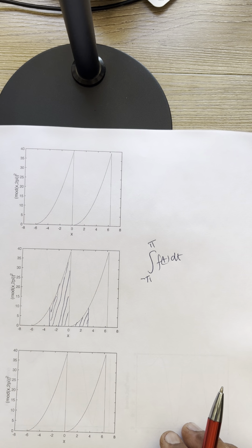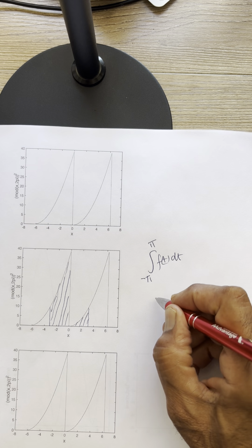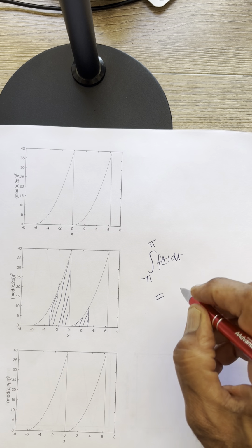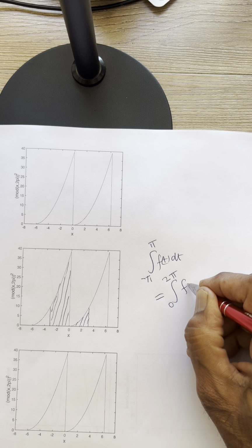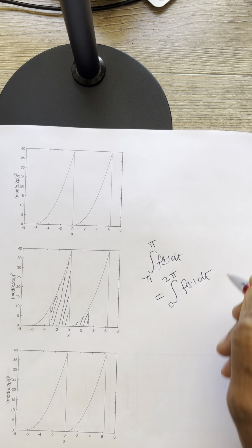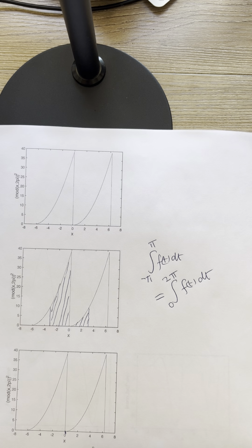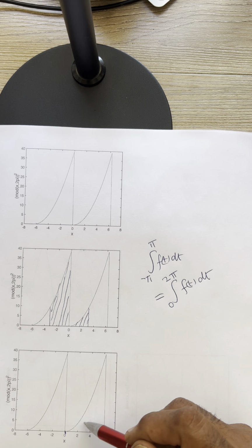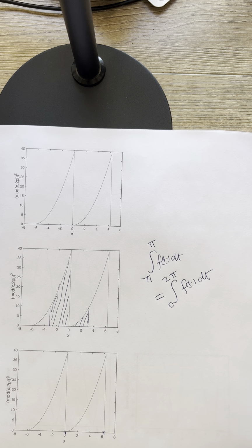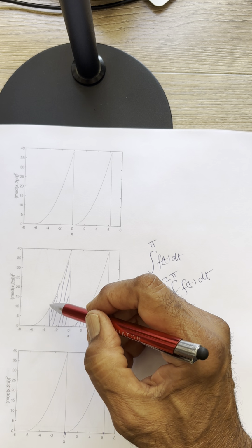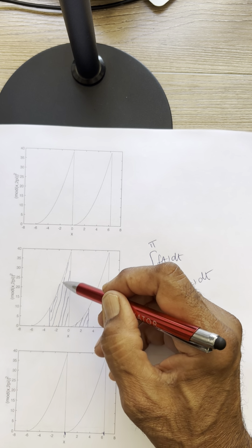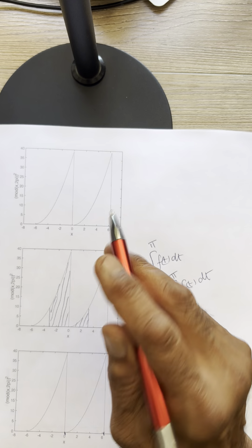Now, what I'm trying to show you is this can be done easier as integral 0 to 2 pi f of t dt. Why? Because the function is simply y equals x squared in the region 0 to 2 pi. It's given to you. You don't have to worry about y equals x squared here and here is something like 2 pi plus x the whole squared or something like that. You don't have to worry about that.